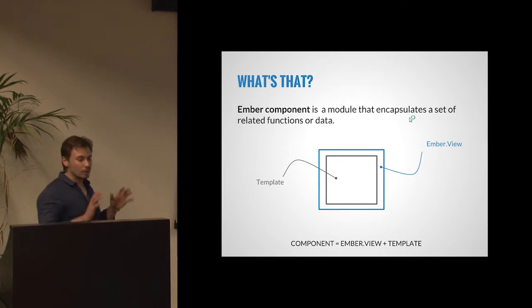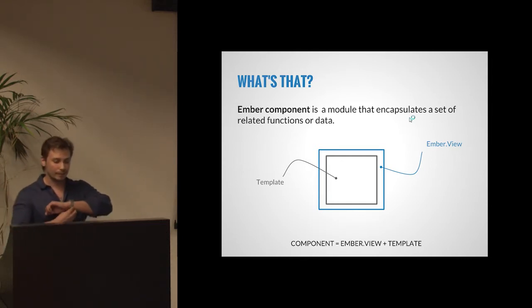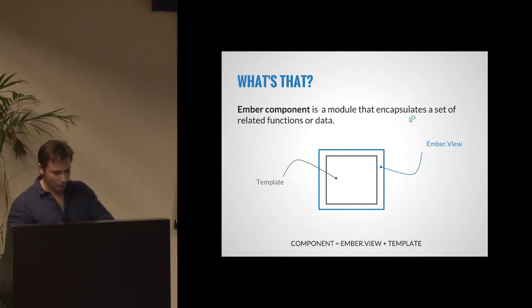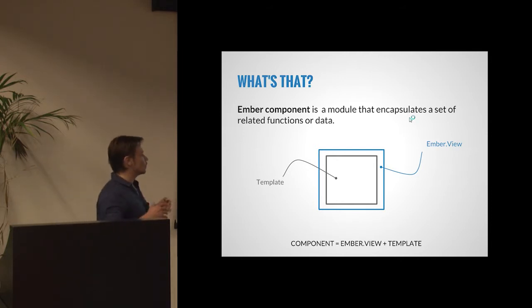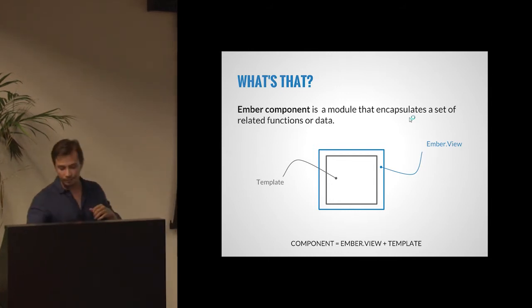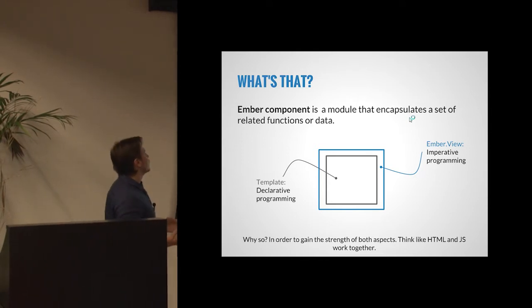Okay, so what is an Ember component? An Ember component is a module that encapsulates a set of related functions or data. And it consists of two things. The first one is the template, which Oren already talked to you about. And the second one is the Ember view. So an Ember view is a JavaScript object which describes a wrapping element around your template, and it's also supposed to handle the events.